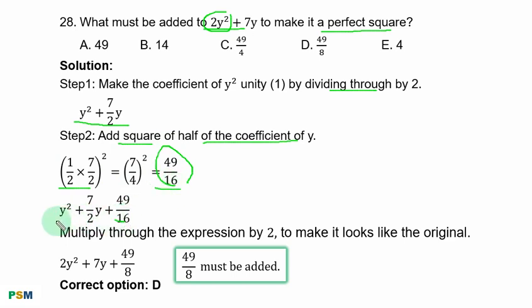But the problem needs to look like the original expression. So you multiply through the expression by 2 to make it look like the original. So y squared times 2, you have 2y squared. Multiply this term by 2, you have 7y. Multiply this term by 2, you have 49 over 8. So 49 over 8 must be added. The correct option is D.